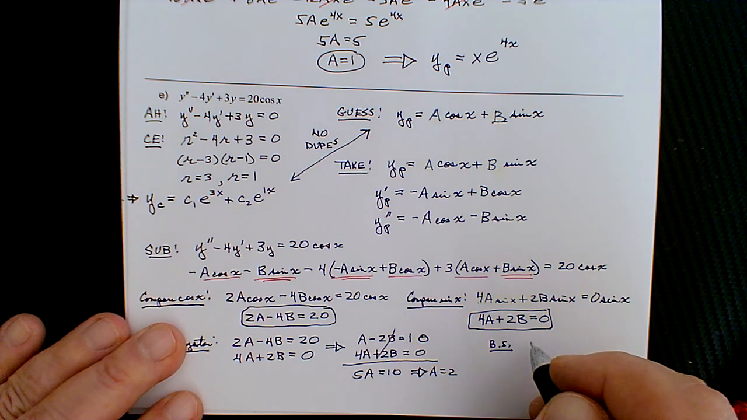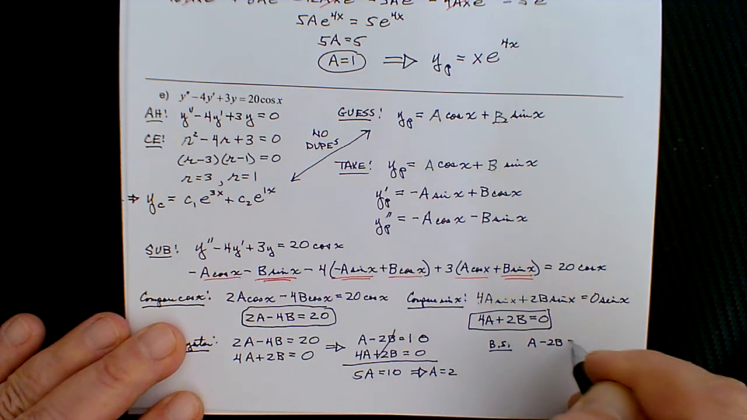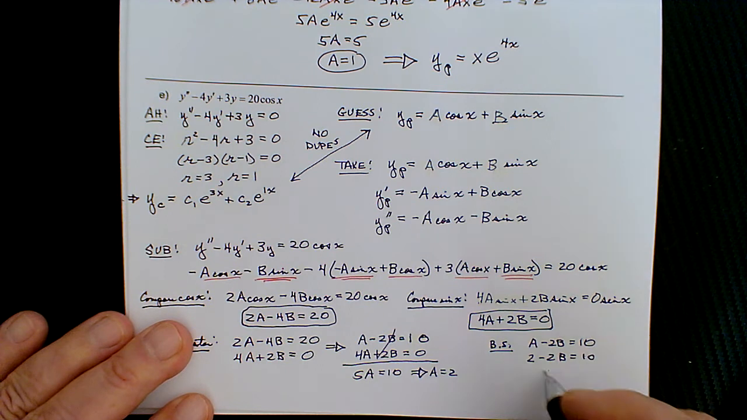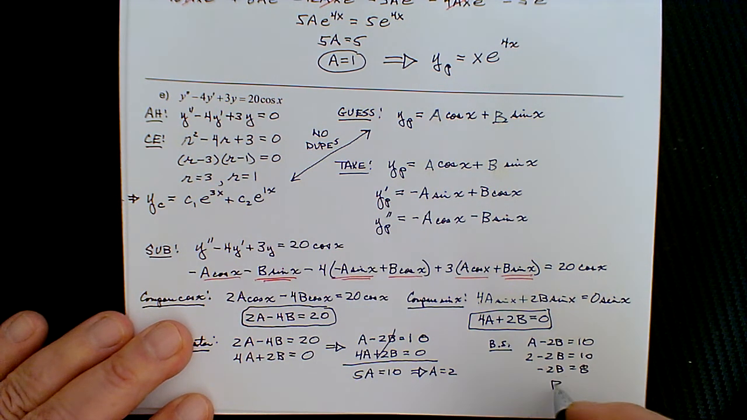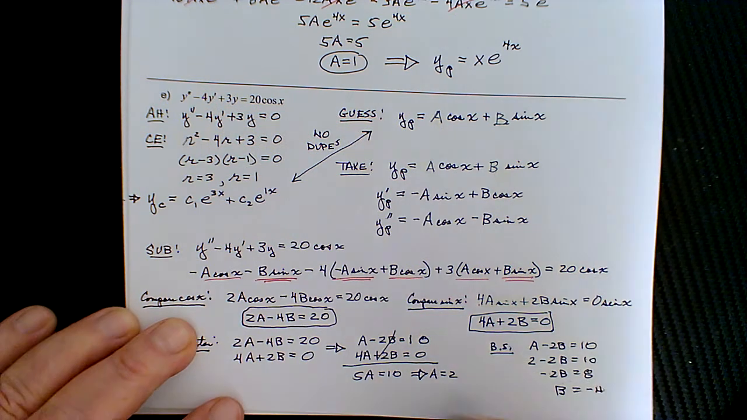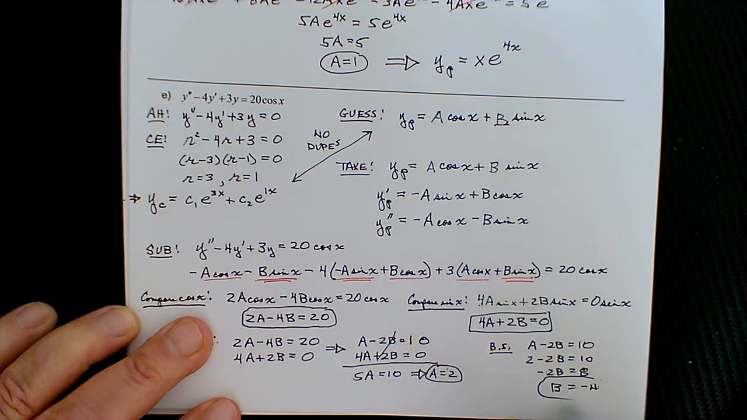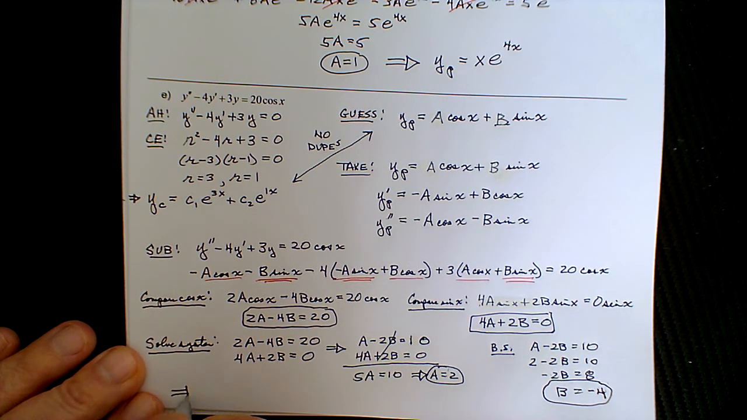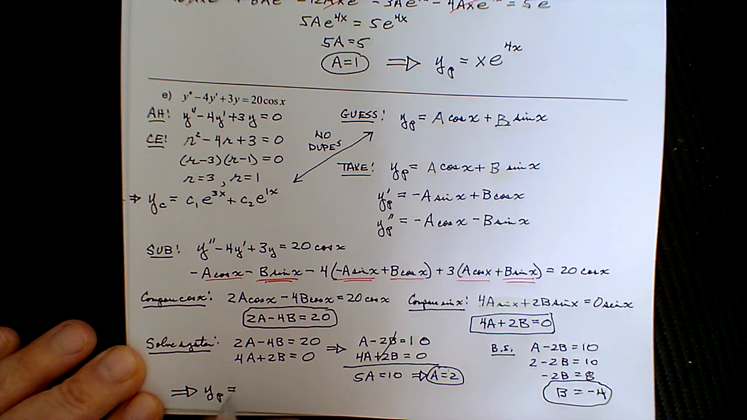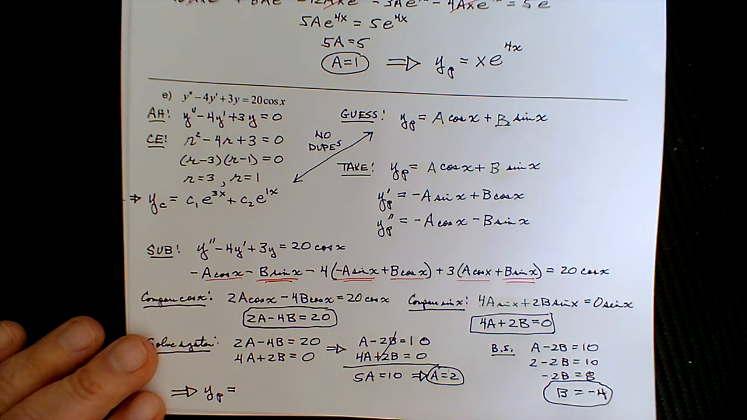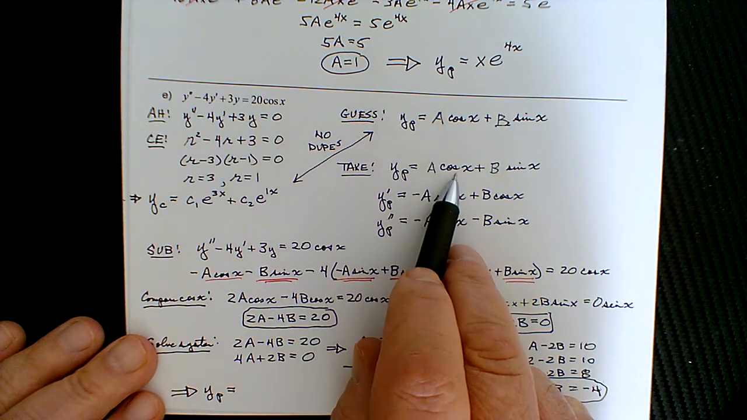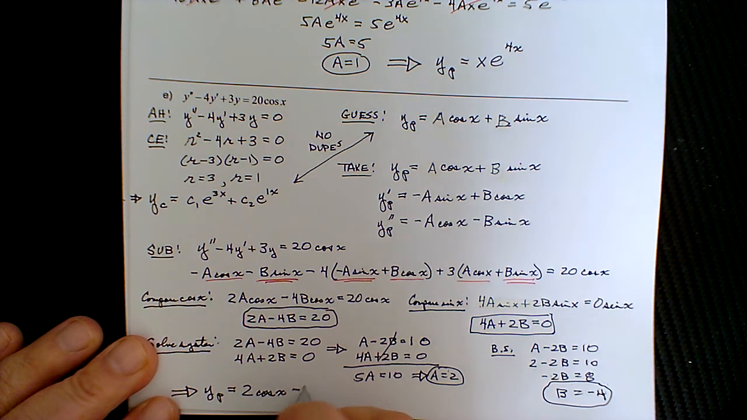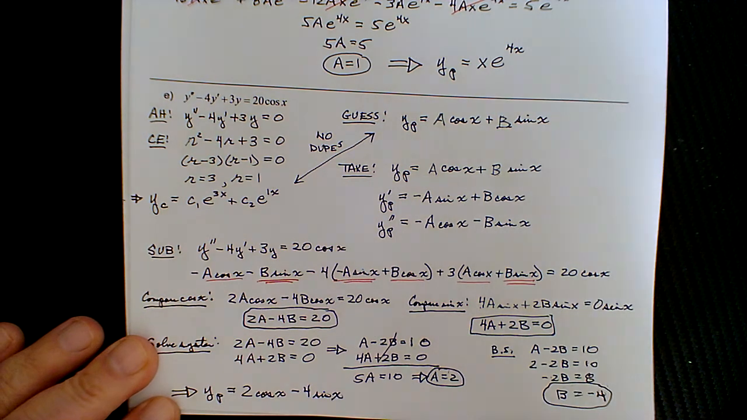And if we back substitute to get b, doesn't matter which one you use. Let me use the a minus 2b as 10. A was 2, so 2 minus 2b is 10. Minus 2b would be 8. And b is negative 4. So we've got a is 2, b is negative 4. And so therefore our particular solution, y sub p, is, okay, go back to what we took it as, a cosine x plus b sine x. So 2 cosine x, b negative 4, so minus 4 sine of x.